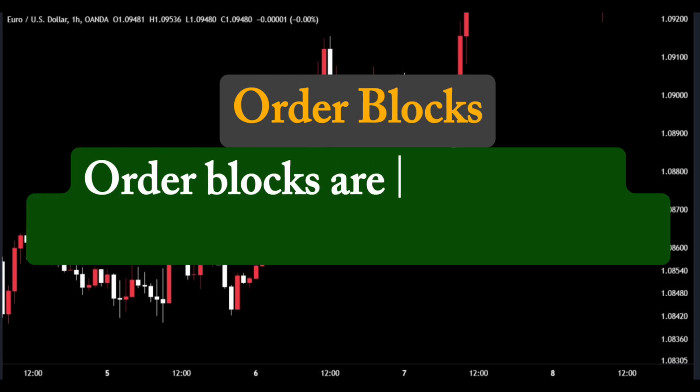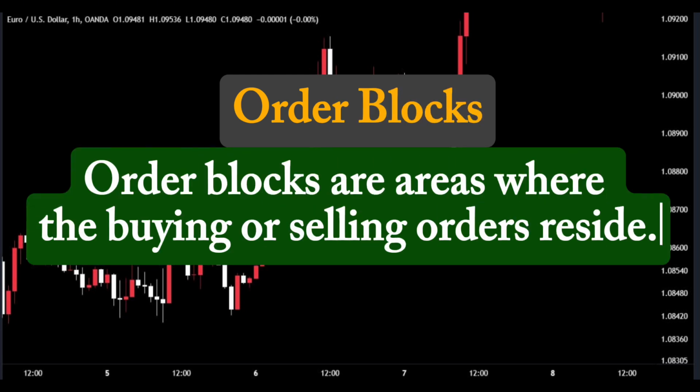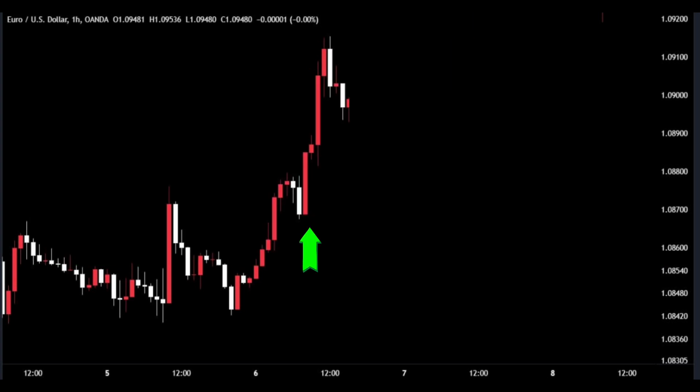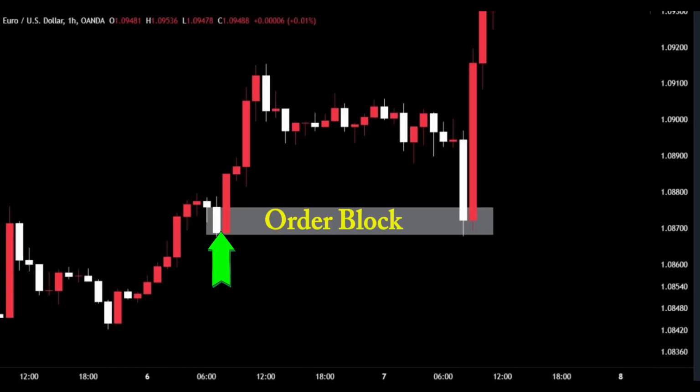Generally, order blocks are areas where buying and selling pressure resides. The market rejects this area once, so when it returns back, it might react to the area again. Note, not every order block is a supply or demand level, and not every supply or demand area qualifies to be an order block. Let me show you guys what I mean by that.